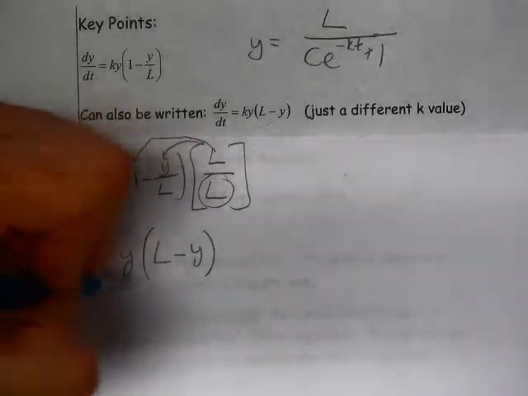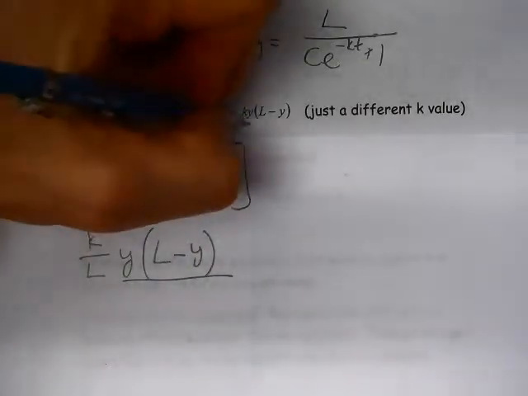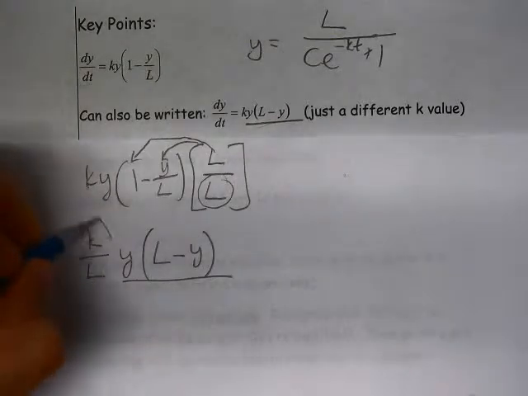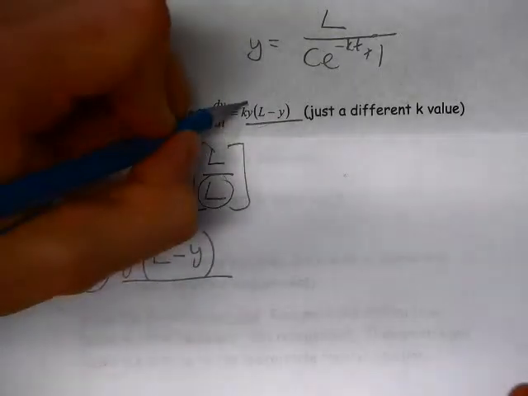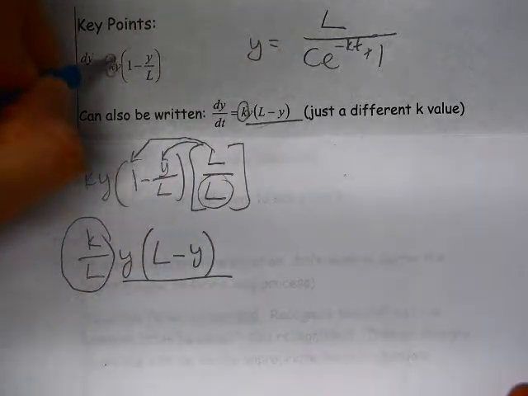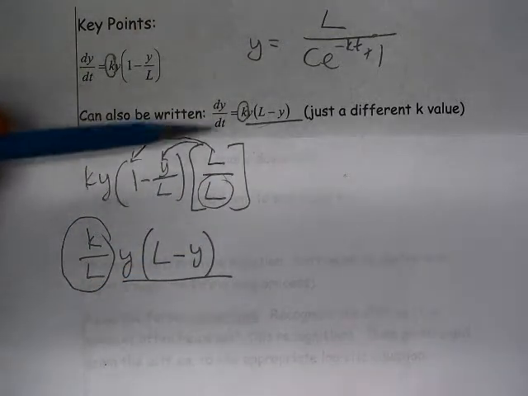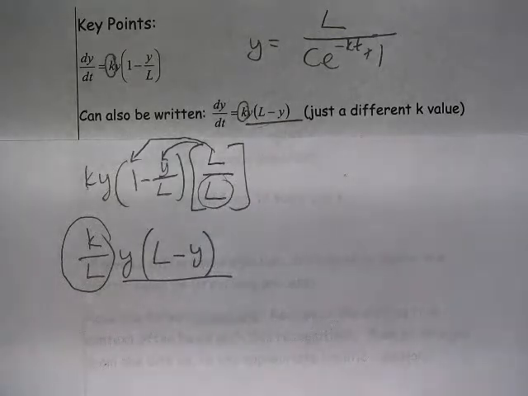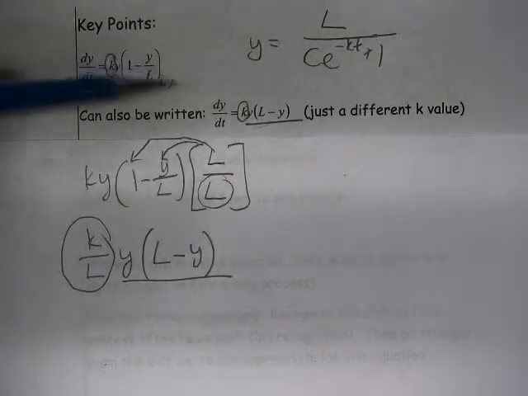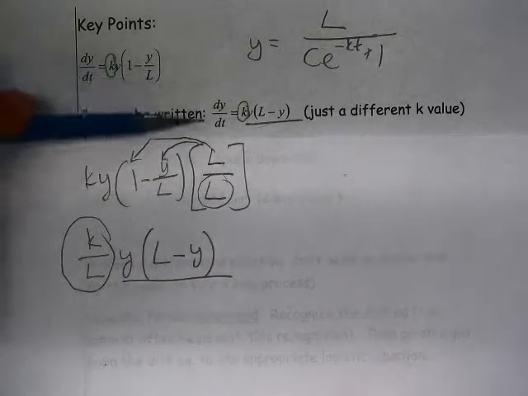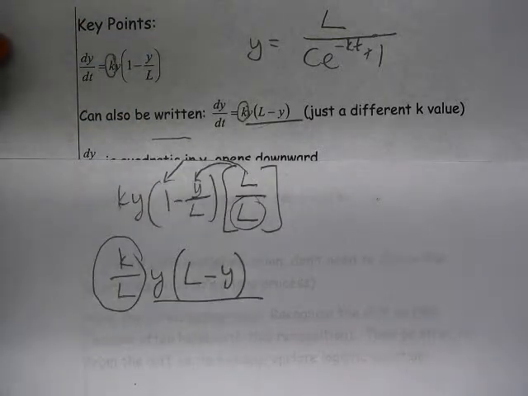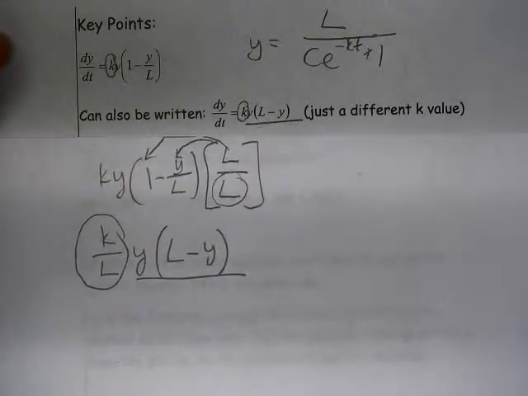Alright, so here I have my y times L minus y, and the original k is now divided by L. So this k and this k are not the same values, but they have the same form. So this divided by L is just soaked up by the coefficient that we have here. Alright, so you need to be able to recognize that both of these are differential equations that result in the logistic equation.